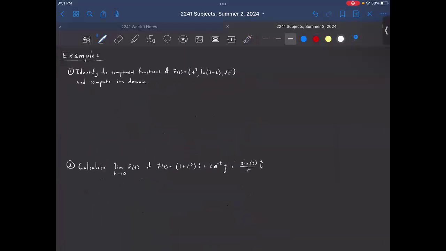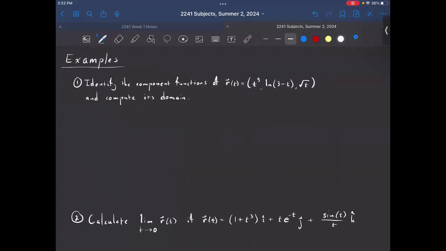This is the 2.1 examples video, and here we'll be talking about vector functions and parametrizations, working through some exercises. All right, so let's get started with number one. Just to zoom in a little here, maybe it's kind of small, sorry. We need to identify the component functions of this vector function and compute the domain of R.